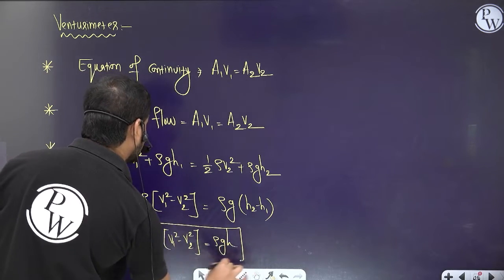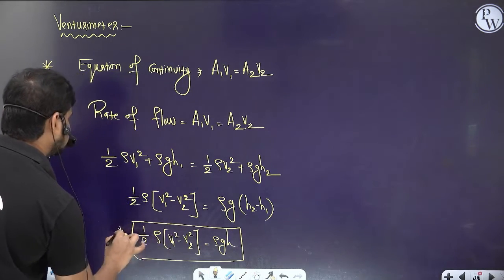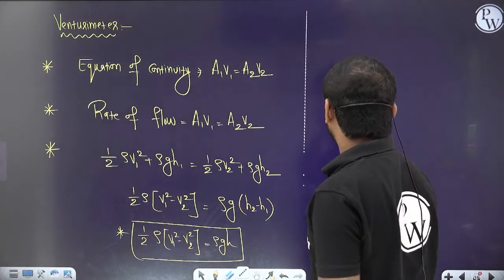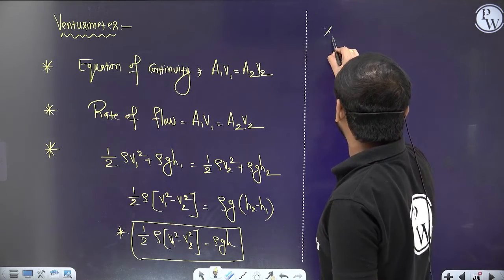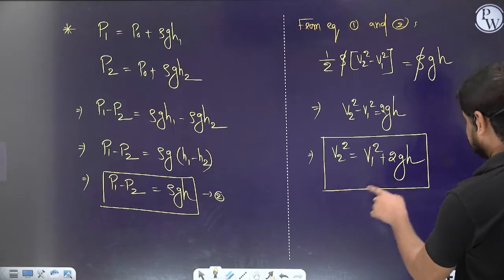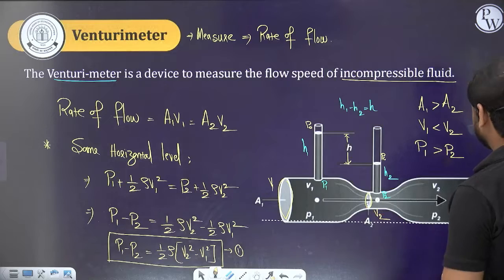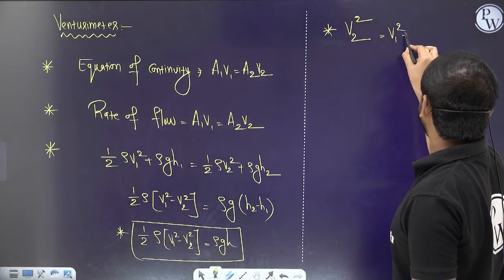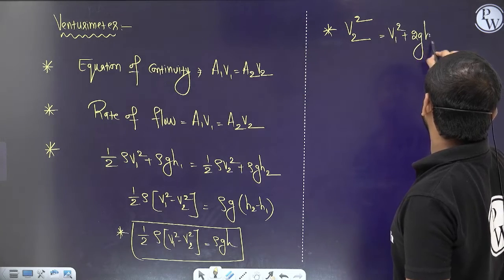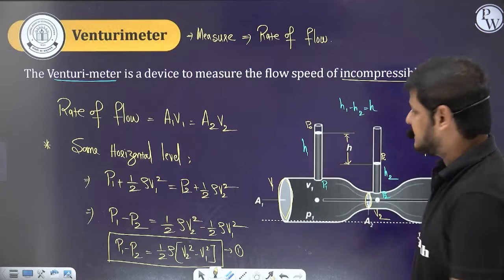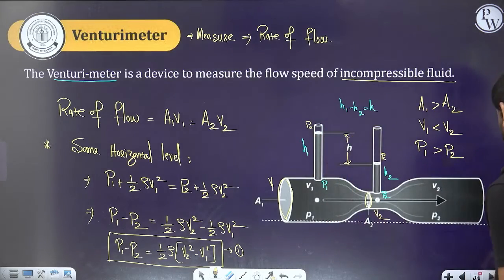So this is one more equation that we can write. Done. Clear? To find the velocity at the smaller cross section, let it be V2. So V2 square is equal to V1 square plus 2GH, where H is the height difference between these two liquids.